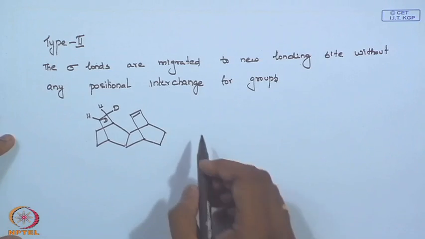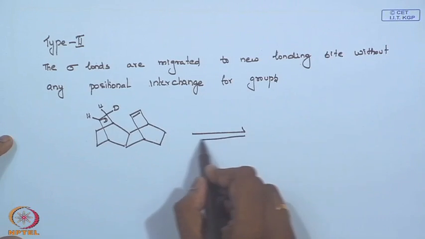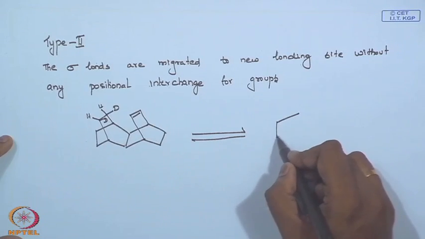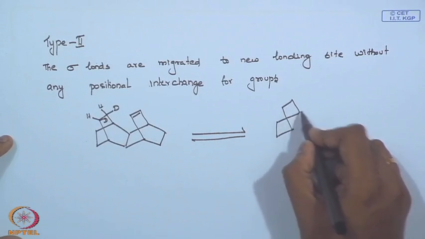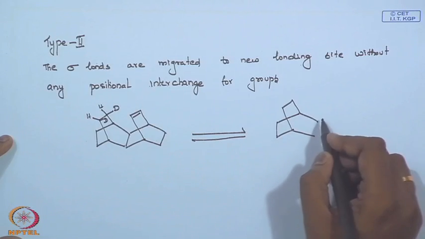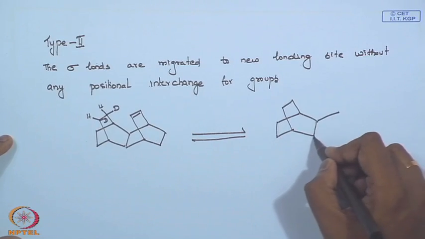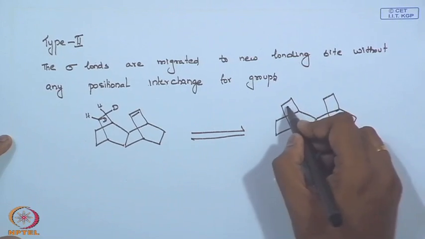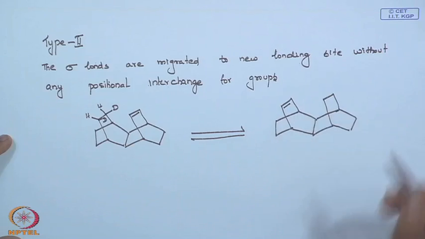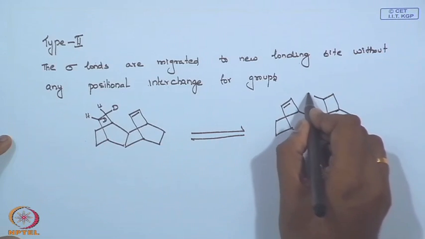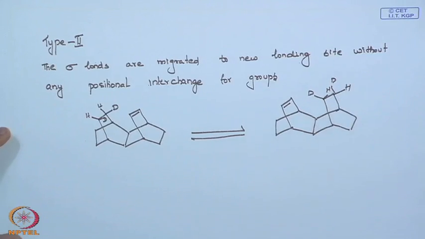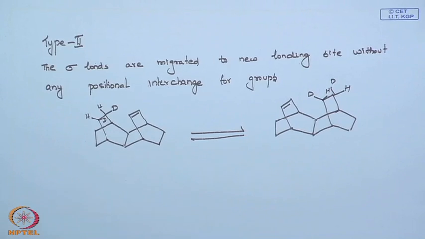Now, if you see this reaction, you get a product. The product will not be an interchange of the group, but more like an interchange of the sigma bond with my deuterium and hydrogen. There is no positional interchange. So this is type 2.